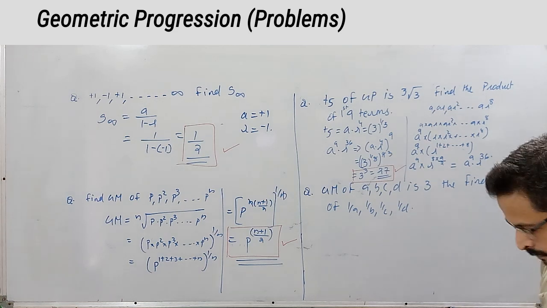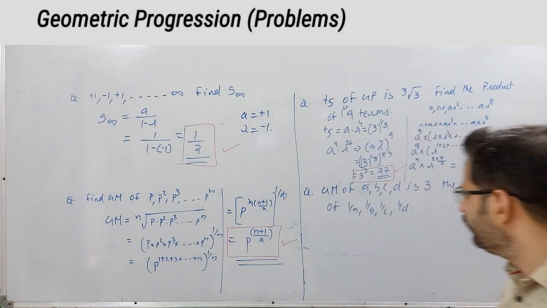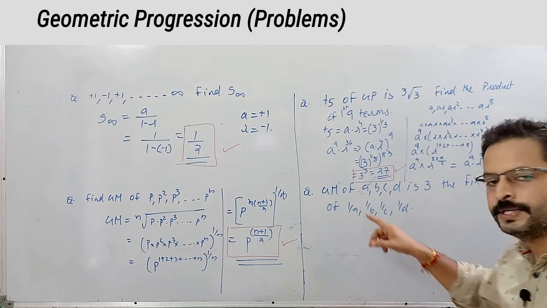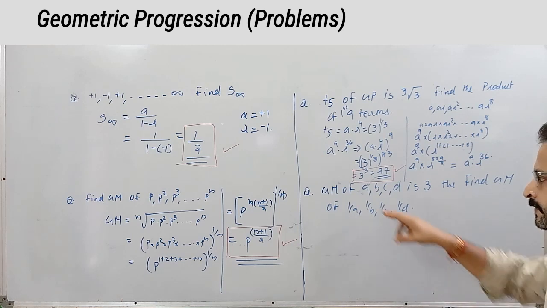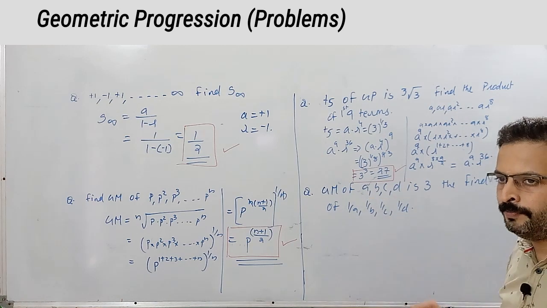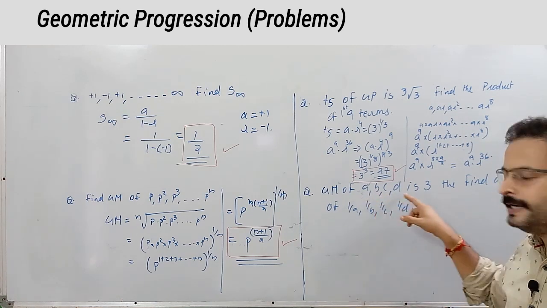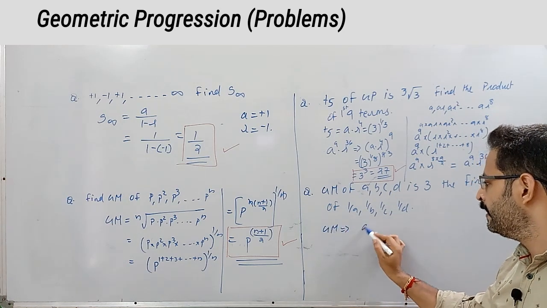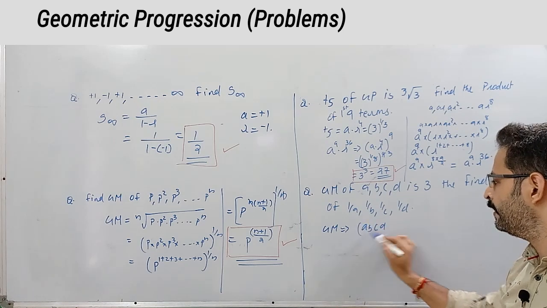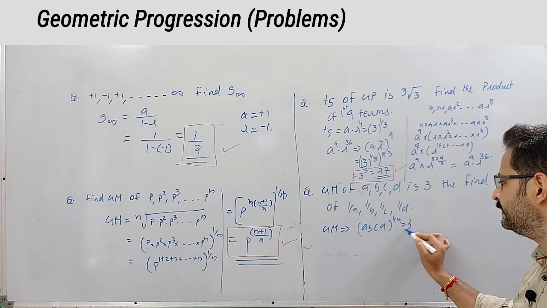Now consider the next question. GM of A, B, C, D is 3. So that means we are given 4 terms. Then GM will be the fourth root of its product. That means GM implies (A, B, C, D) the whole raised to 1 by 4. It is given as 3.